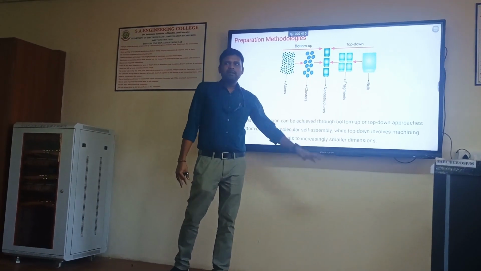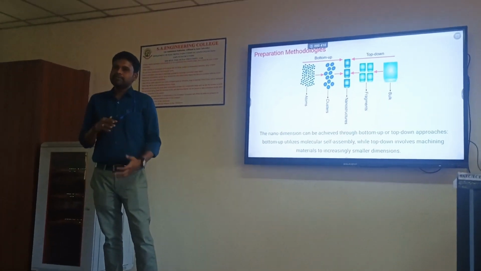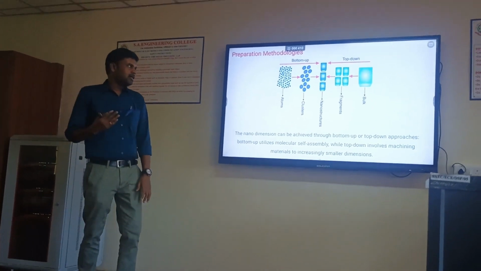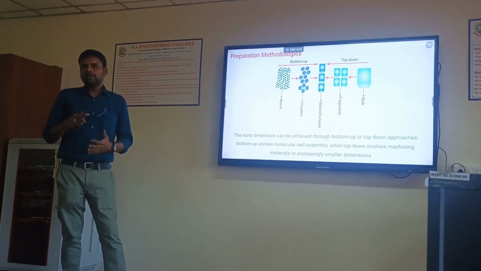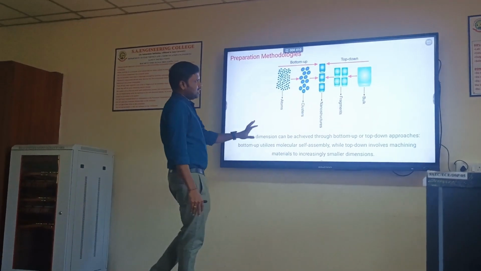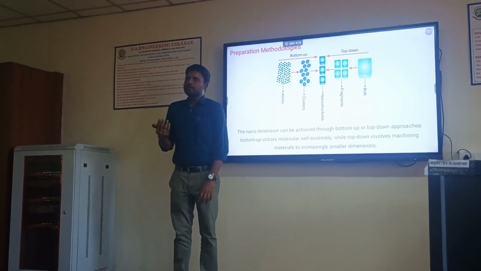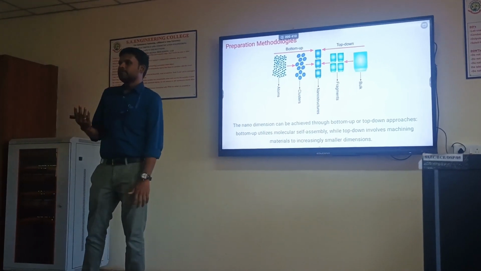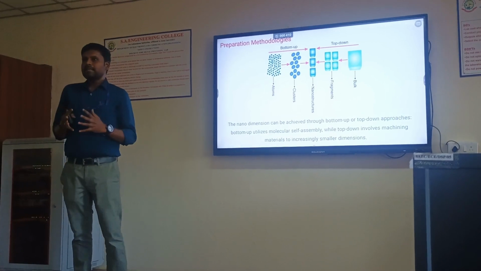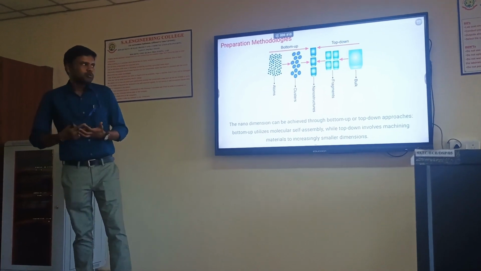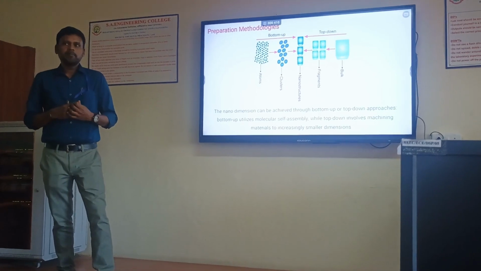Top-down is the one where we take any bulk system, apply some kind of physical processes, and bring it down in its structure. So there we have some kind of nanostructures. Each one has its own advantage. Bottom-up is the one where it does not involve any sophisticated instruments or large lab space. Such things are not needed when you work on these bottom-up approaches.